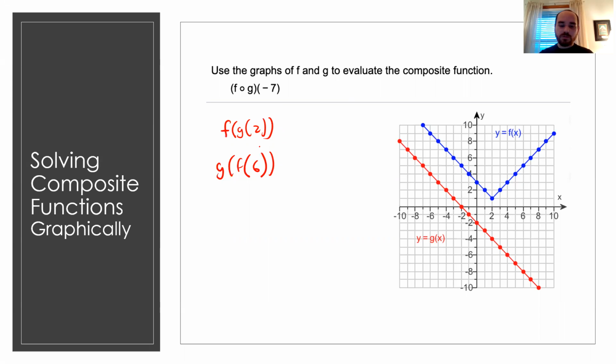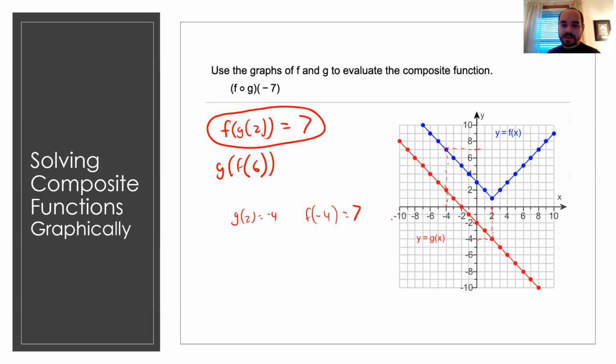So for f of g of 2, first we want to find g of 2. That's going to be here at -4. So g of 2 equals -4. Then we want to find f of -4. So we go to -4, that's here. Go up to our graph of f of x, which is in blue. That's right here at, looks like 7. So this is 7.